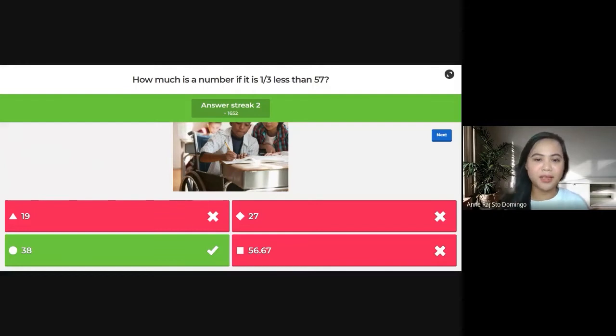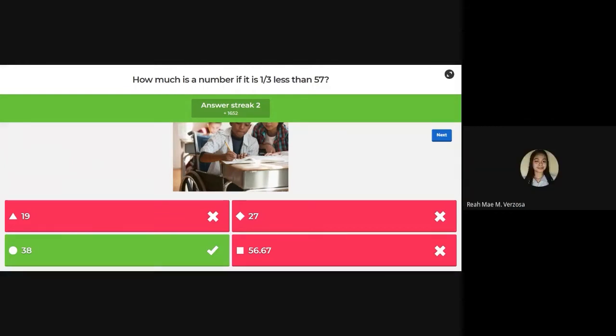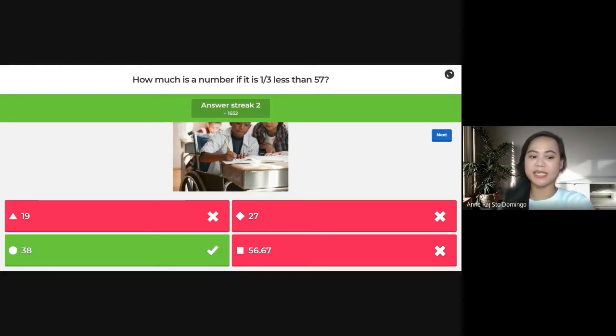Okay. Bakit kaya minus ang ginamit natin dun sa product? Kasi po nagdi-decrease po siya. Yes, very good. Sabi niya kasi dito, it's less than. So, we just less the 1/3 of 57. So, we multiplied 1/3 to 57. That is why we got 38.